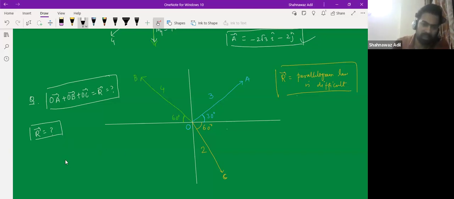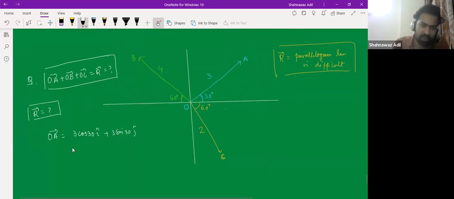Let's do this together, right? So what would be OA vector? First, we have to find OA. So OA's magnitude is 3. So 3 cos 30 i hat, I will directly write, and 3 sin 30 j hat, right? So this is 3 root 3 by 2 i hat, and then 3 by 2 j hat. So OA is this.